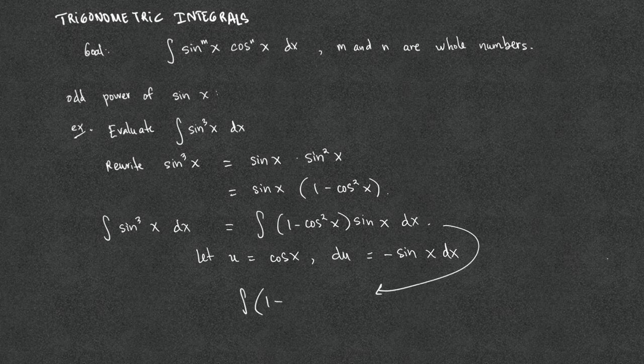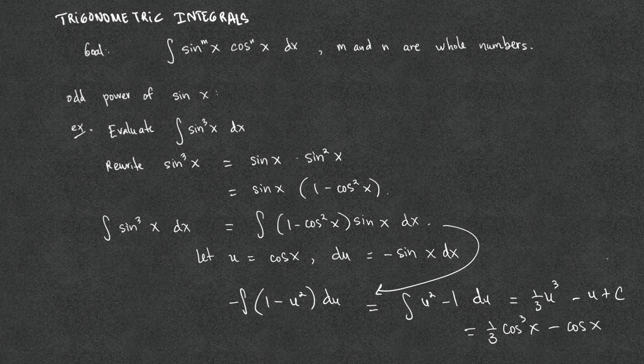The integral is now 1 minus u squared times minus du, which is the integral of u squared minus 1 du. Evaluating the integral, we have 1/3 u to the third power minus u plus c. But u is cosine of x, so the answer is 1/3 cosine cube of x minus cosine of x plus c.